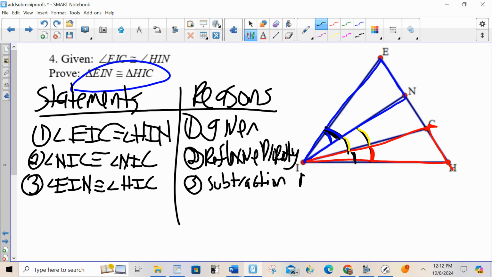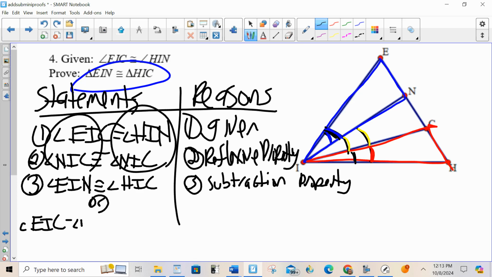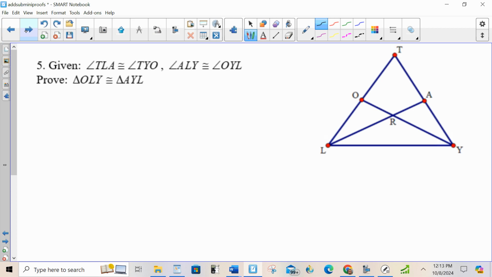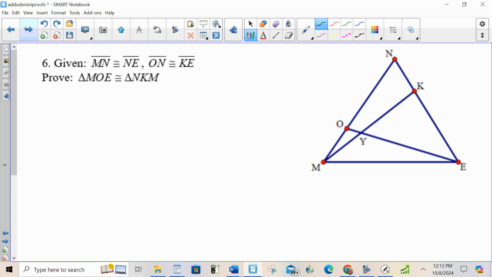And I need to see the subtraction. So I write "or", and I'm subtracting this, and I'm subtracting this. Angle EIC minus angle NIC equals angle HIN minus angle NIC. That's addition subtraction. I said it's usually reflexive as the second step. It doesn't have to be. So let's take a look at, let's just jump to number 6 here.